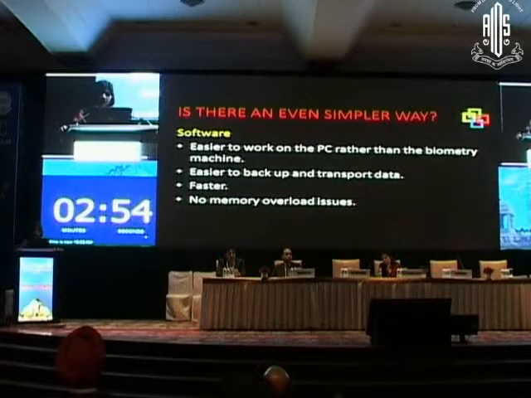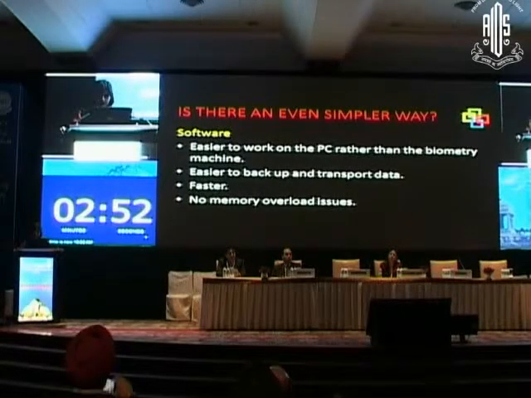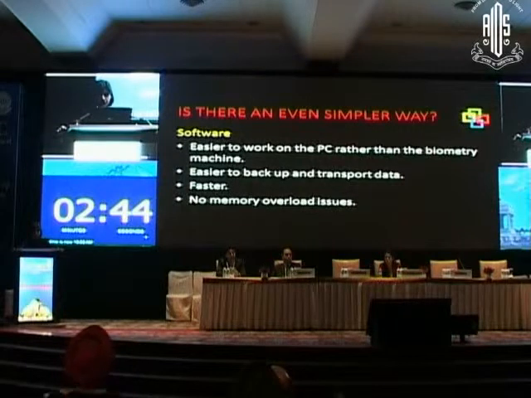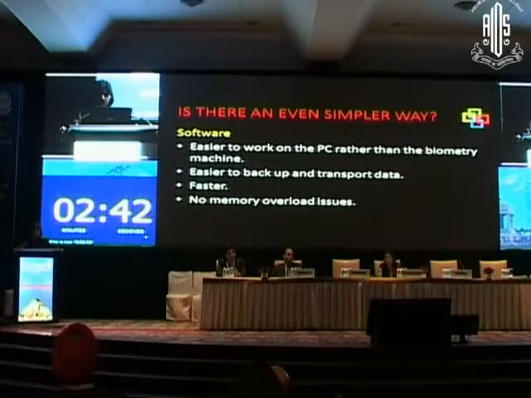So is there an even simpler way? Yes, there is. We can do it on a computer, on a specific software that I'll be telling you about. It is much easier to work on the PC. We are all very familiar working on our laptops or on our PCs. It is easier to back up the data. It is much faster, the calculations are also faster, and there are no memory overload issues.